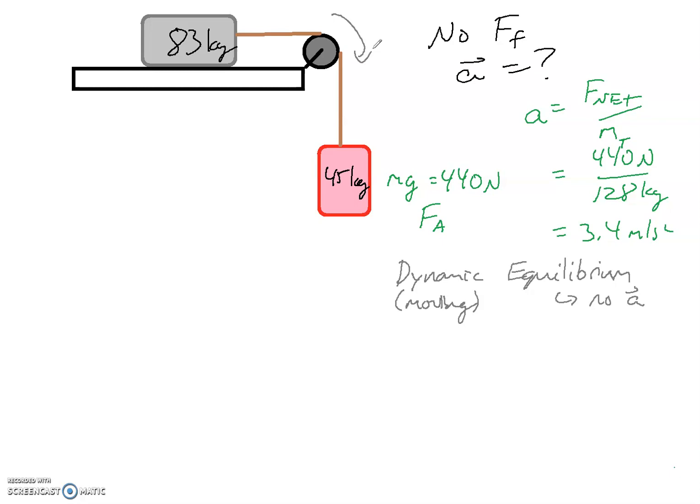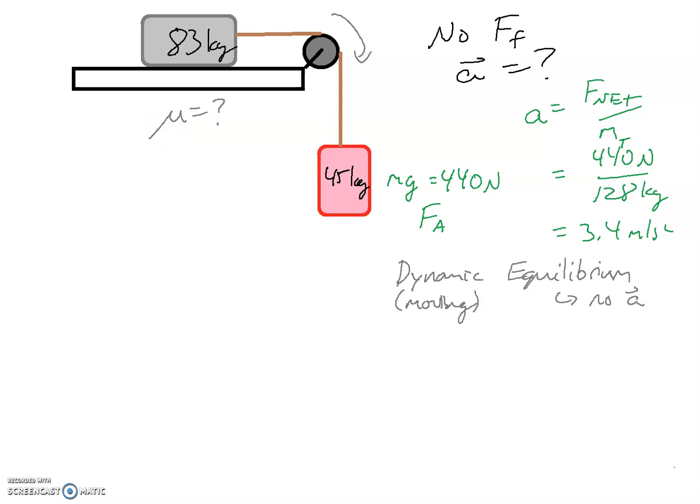So that means we must have something slowing it down. And the only thing that would slow it down would be some friction. So now we've incorporated some friction up here with the top box. Let's see if we can find the coefficient of friction that would allow us to have dynamic equilibrium.